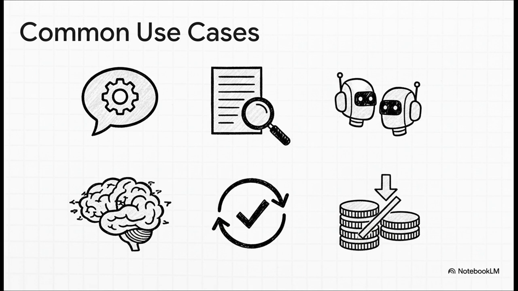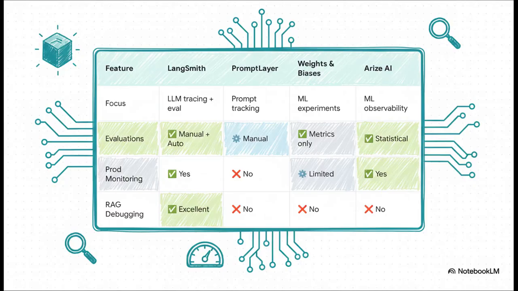But it's also absolutely crucial for quality assurance. Things like detecting hallucinations, running regression tests, and of course, optimizing your costs. So you might be wondering, how does this stack up against other tools out there? Well, this chart does a really great job of laying it all out. You've got platforms that focus on specific niches, right? Like prompt tracking or general machine learning observability. But LangSmith is different. It was purpose-built for the entire LLM application lifecycle. And that last row says it all. Its excellent support for things like RAG debugging really makes it a uniquely comprehensive solution.